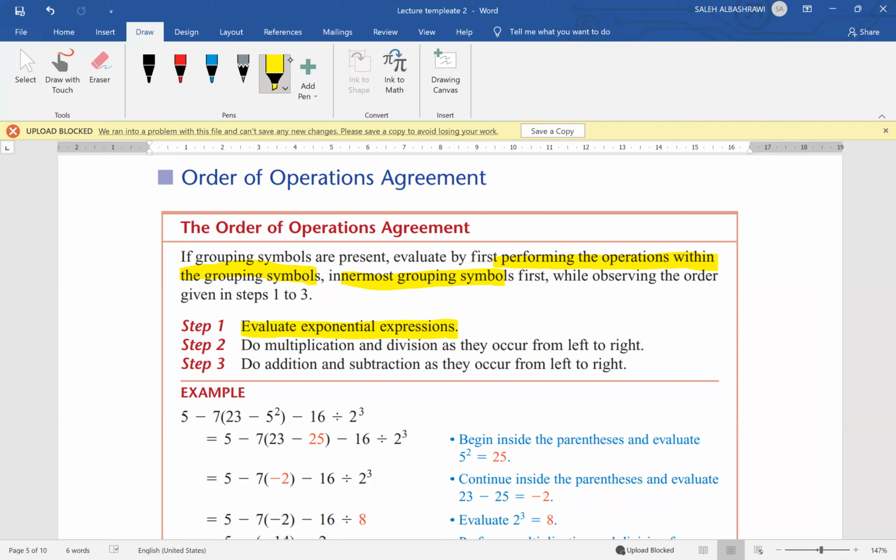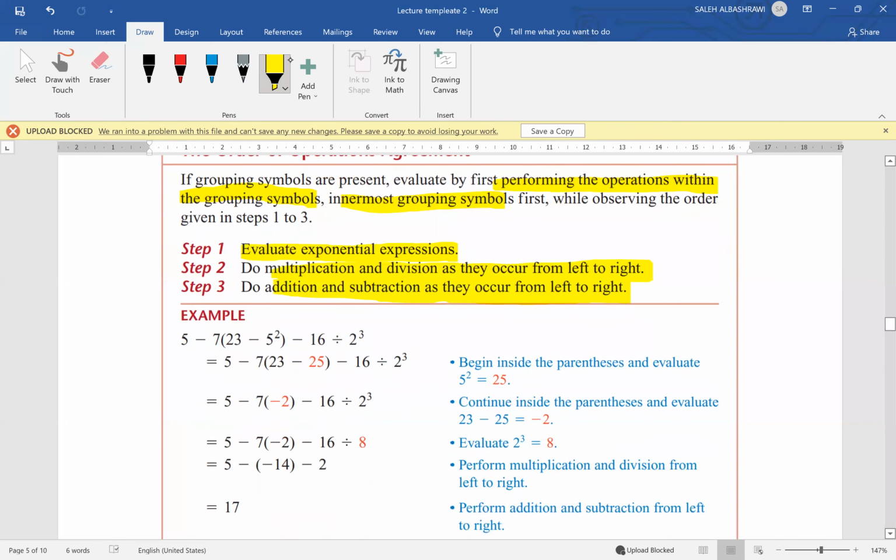Then we go with the multiplication and division, and they go from left to right. We move from left to right, and whichever operation comes first, we start with that one, from left to right, multiplication and division. If we are done with the multiplication and division, we can go with the addition and subtraction, also from left to right. Just to explain these steps in exercises.